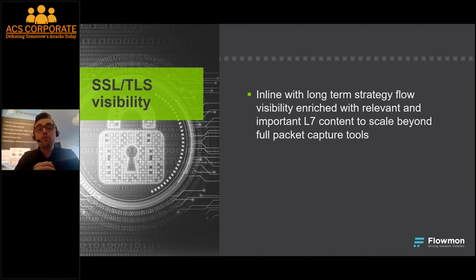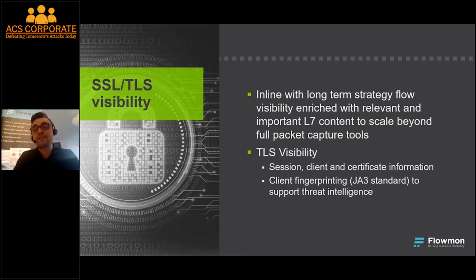I mentioned the new feature, which means SSL and TLS visibility. This is aligned with the long-term strategy of Flowmon of enriching flow with layer 7 information, which can be useful for troubleshooting use cases, operational use cases, and of course security as well. So this is something which enriches flow and enriches use cases where the monitoring and the security can go, and how it can go beyond the standard flow information.